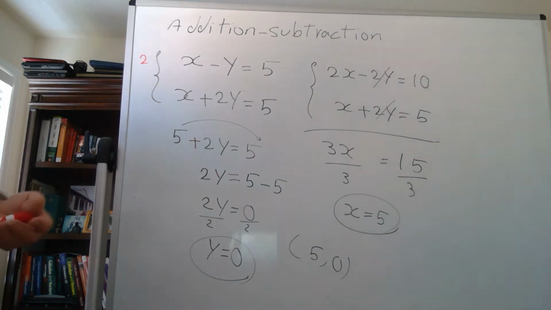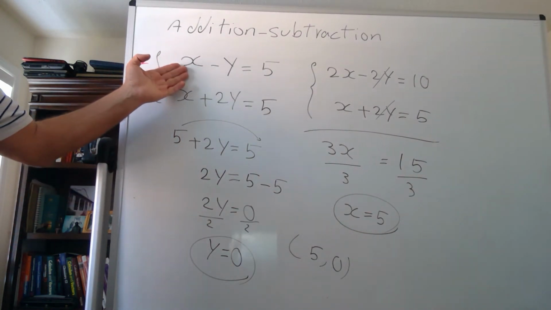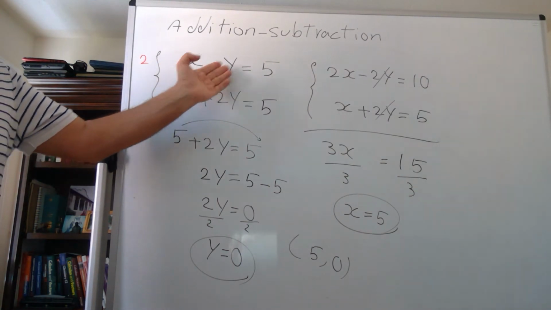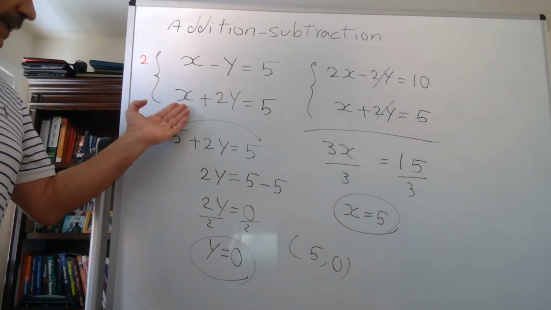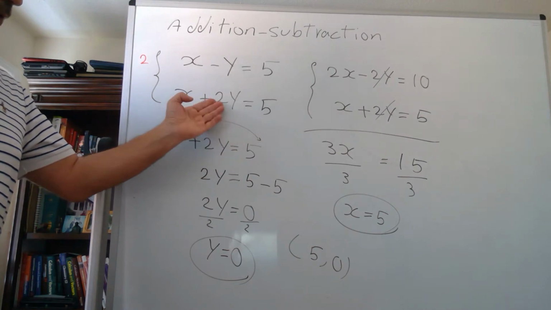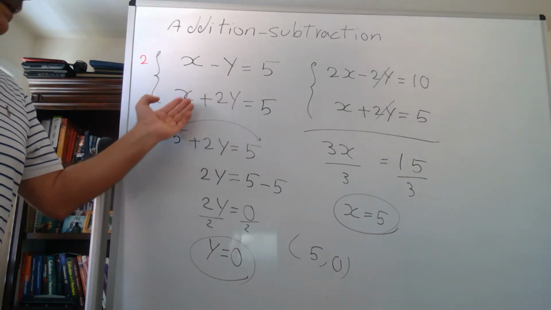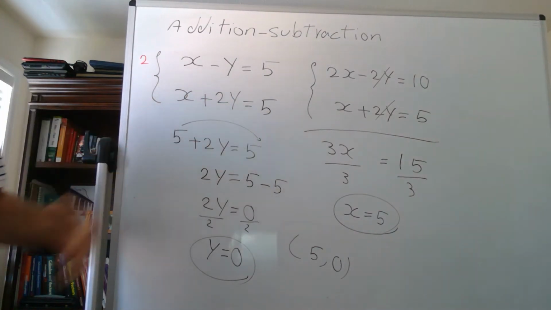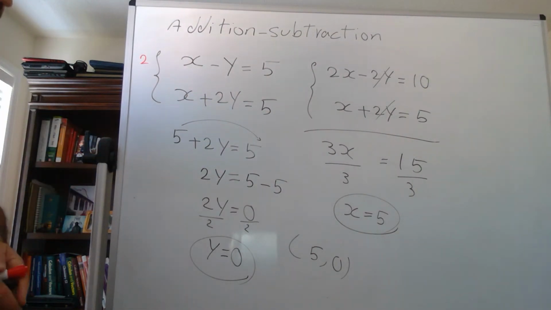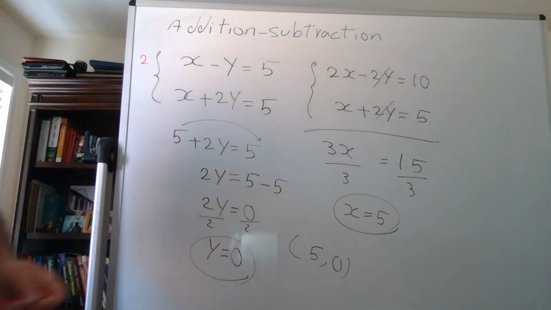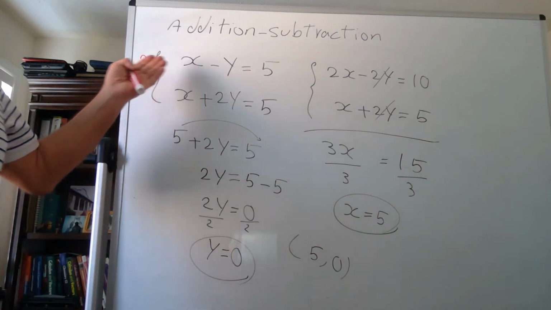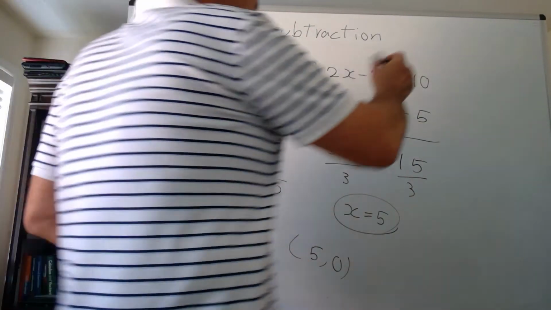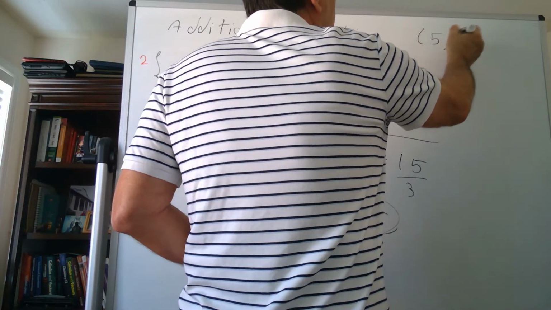How can we check? Instead of x I substitute 5, instead of y I substitute 0. x minus y: 5 minus 0 is 5. And again, 5 instead of x and 0 instead of y, then 2 times 0 is 0, then x plus 2y is 5 plus 0, which is 5. Can you see it works in both equations? Now what answer did we end up with by multiplying the top equation by 2? 5 and 0. I'm writing this answer here, 5 and 0.